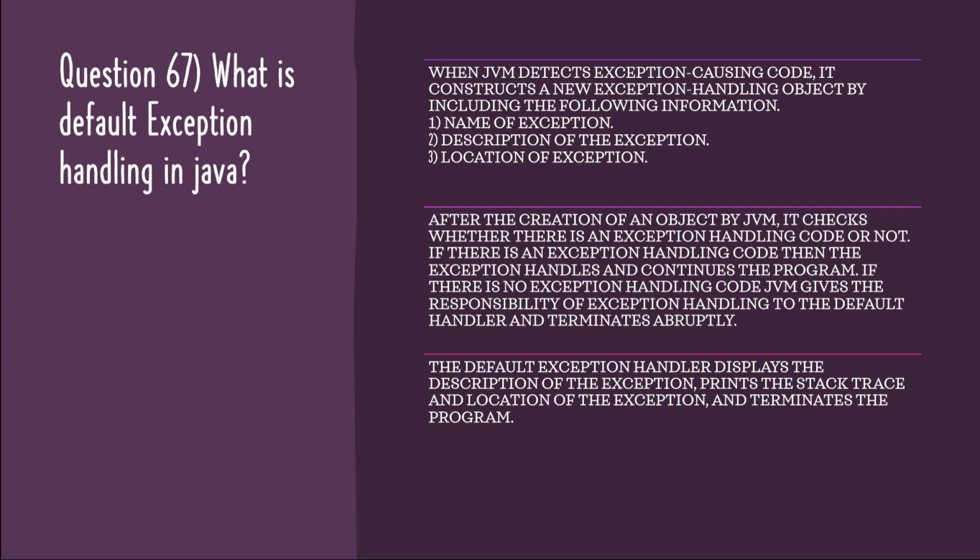If there is no exception handling code, JVM gives the responsibility of exception handling to the default handler and the program terminates abruptly. The default exception handler displays the description of the exception, prints the stack trace and location of the exception, and terminates the program. Note, the main disadvantage of this default exception handling is that the program terminates abruptly.